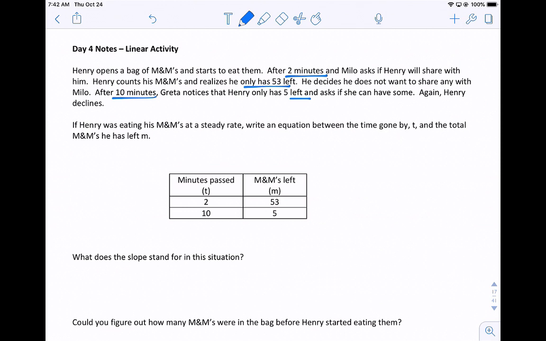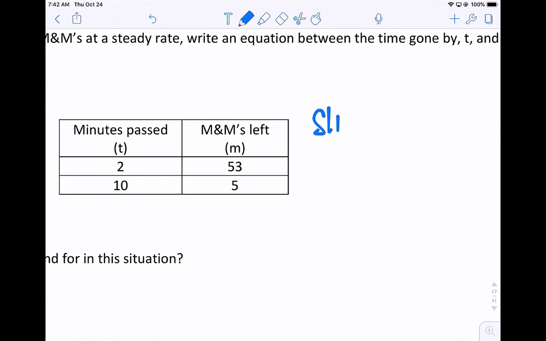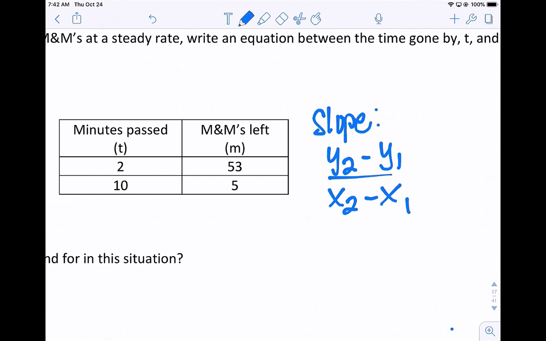So to do that in a table, there's a few ways that we can do that. Let's talk about the idea of slope. Slope is y2 minus y1 over x2 minus x1. It's your rate of change. In a table, the independent variable is your x, so here time would be independent and M&Ms would be dependent. And again, we would just be subtracting, so I think it will help me at least to label these. You can do this several different ways.